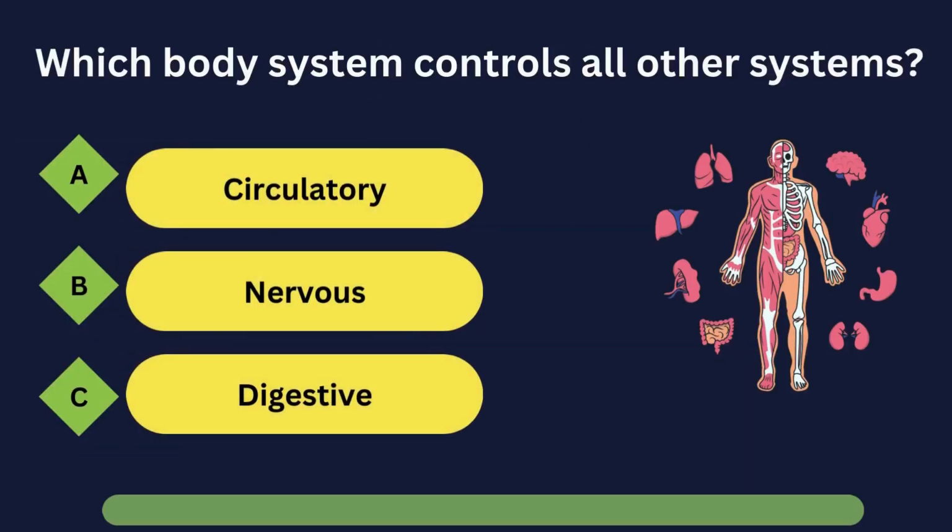Which body system controls all other systems? A. Circulatory. B. Nervous. C. Digestive.